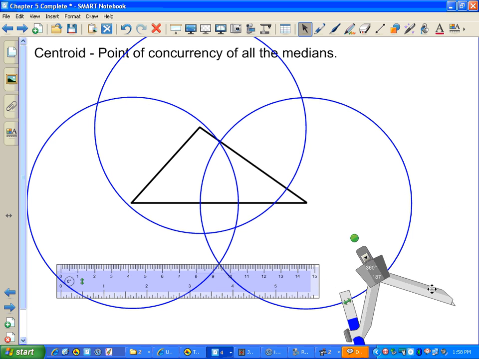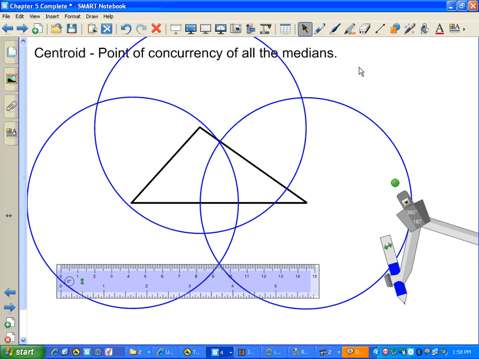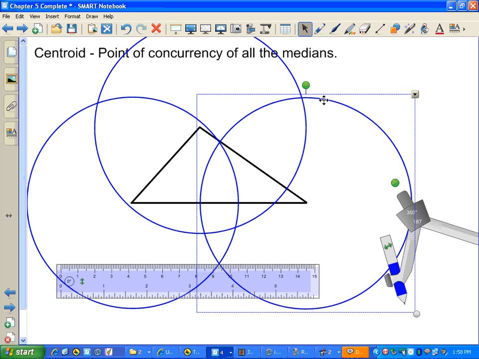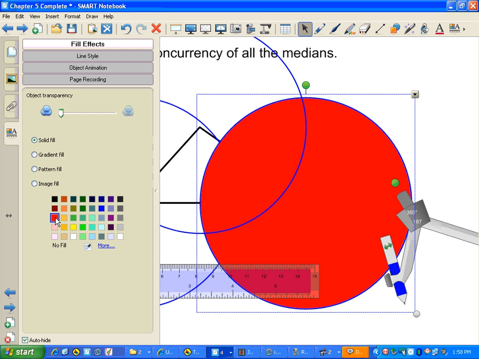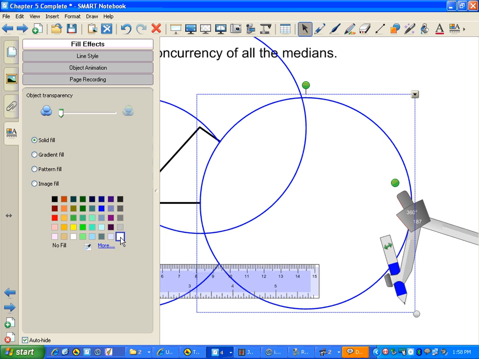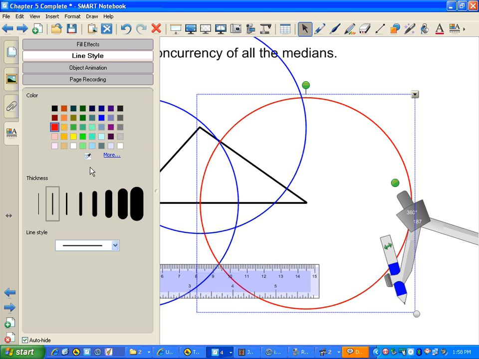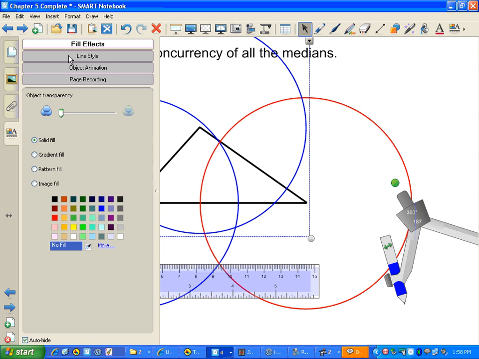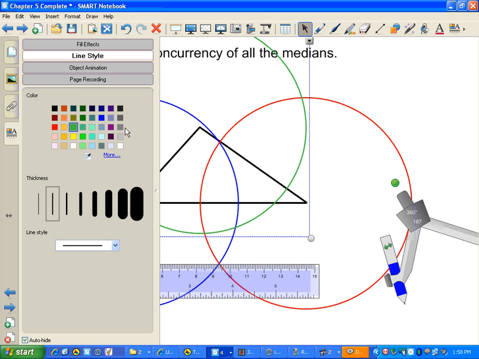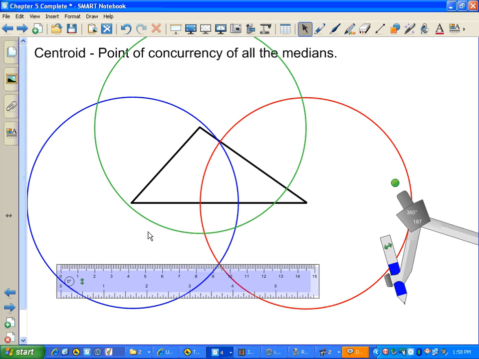Okay, actually I'm going to change the color of them so we can pick them out more readily. Let's make this one red. Oops, I don't want to fill it. No fill. I just want the line to be red. We'll make this one green. So if I find the intersection of the red and the blue, that'll give me the midpoint of this side.